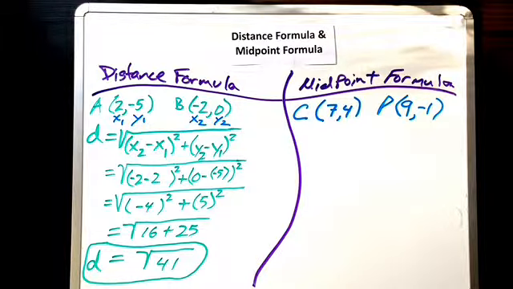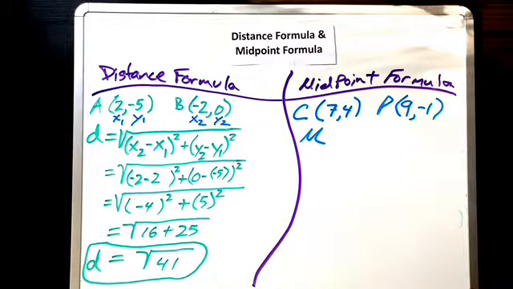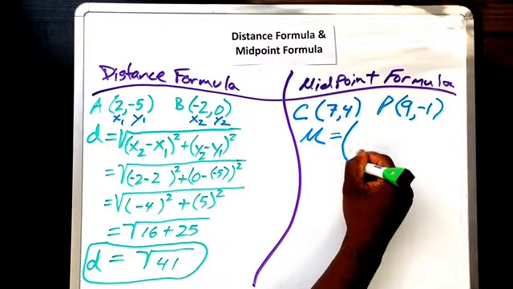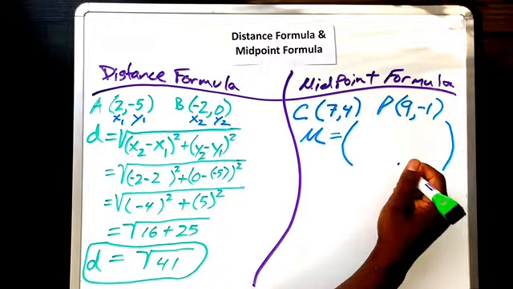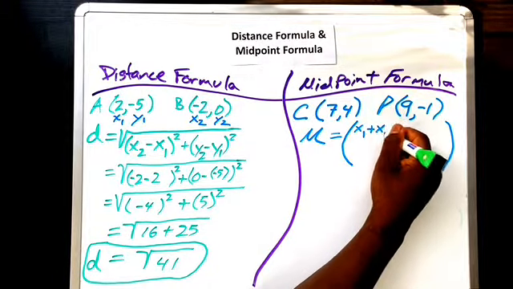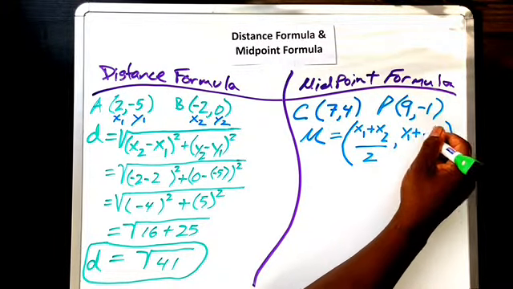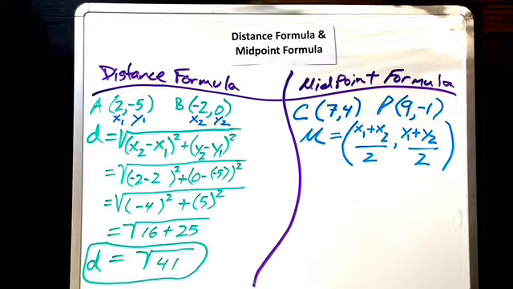So let's write the formula. It's a funny looking M, usually like that. We don't write regular M because that is used for slope. So we write a funny looking M like that. And we say that is equal to x sub 1 plus x sub 2 divided by 2, comma, y sub 1 plus y sub 2 divided by 2. Okay?